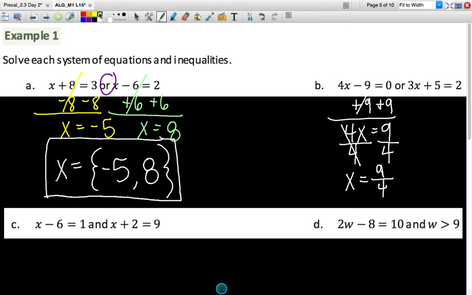Look at the other equation. We're first going to subtract 5. So we have 3x equals negative 3. To isolate the variable, again, we'll divide by 3, and we're left with x equals negative 1. Our keyword here again is or, and or means that we can have two solutions. So all we're going to do is write our solutions in set notation form.